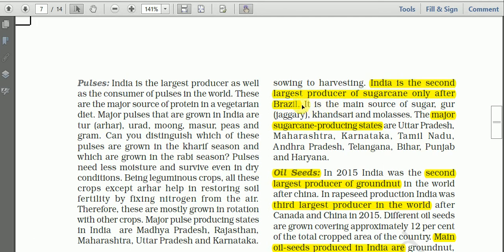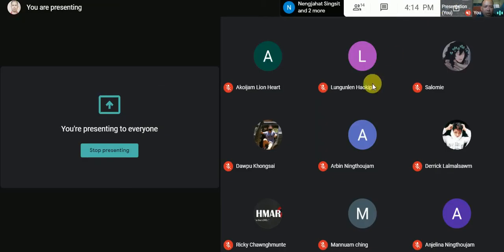Sugarcane is the main source of sugar that you have known and you are eating. And gur, have you seen gur or jaggery? I think you might have seen. Have you seen gur or jaggery?